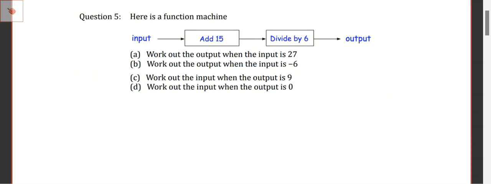Right, so let's do it then. Because this is function machines, I'm going to keep it like function machines. Are you all ready to write this down? Okay, so we've got an input. The input is for A. Work out the output when the input's 27. So I'm going to put 27 in. I am going to add 15 to 27, and what do I get?